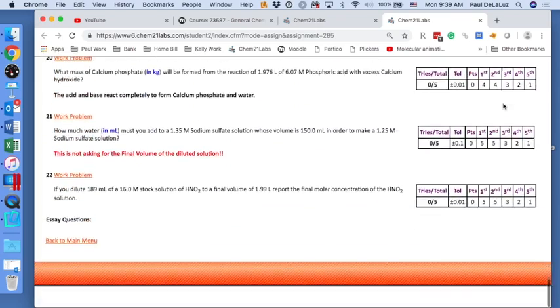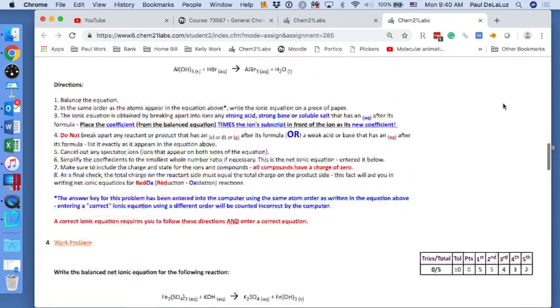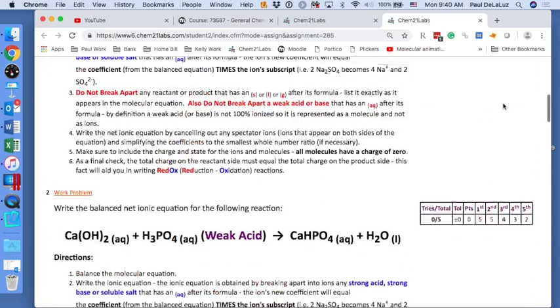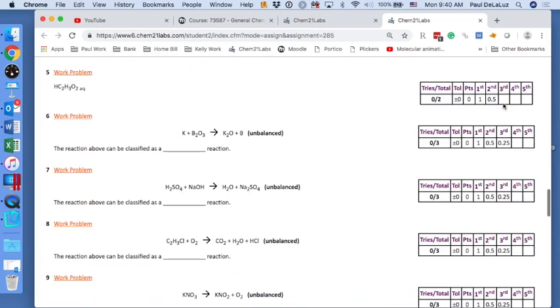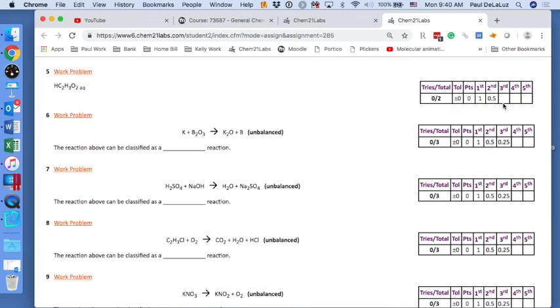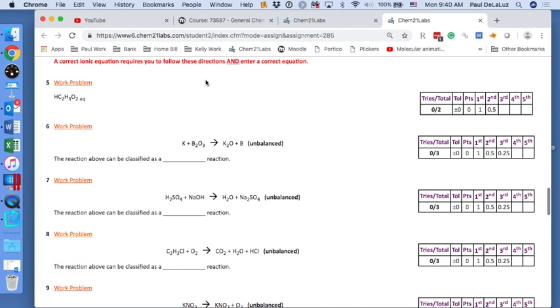All right, so at this moment in time, you should be able to work, and I would suggest that you try to work 1 through 4 so that you can get down to net ionic equations. All right. And they're going to be asking you to identify some reactions. You're going to need to talk some things before you can finish that section. What's number 5?